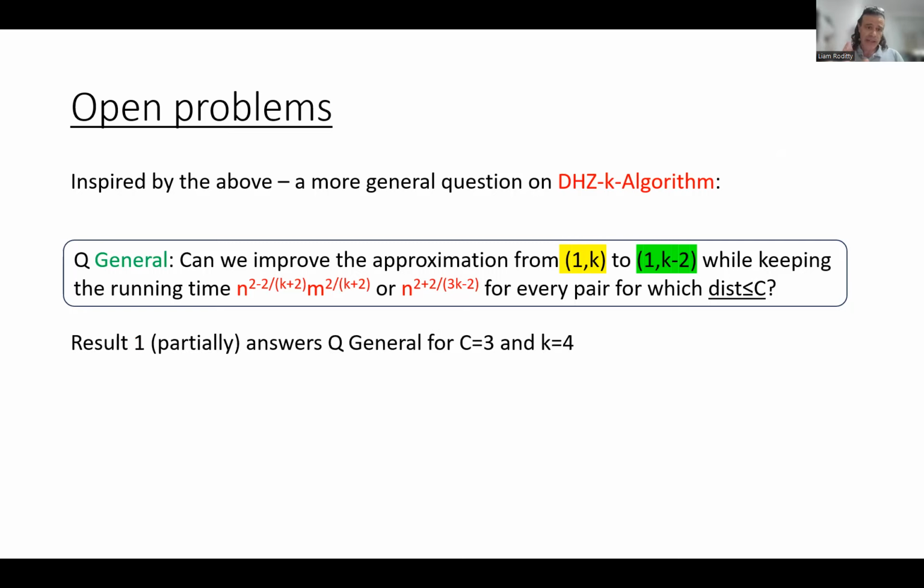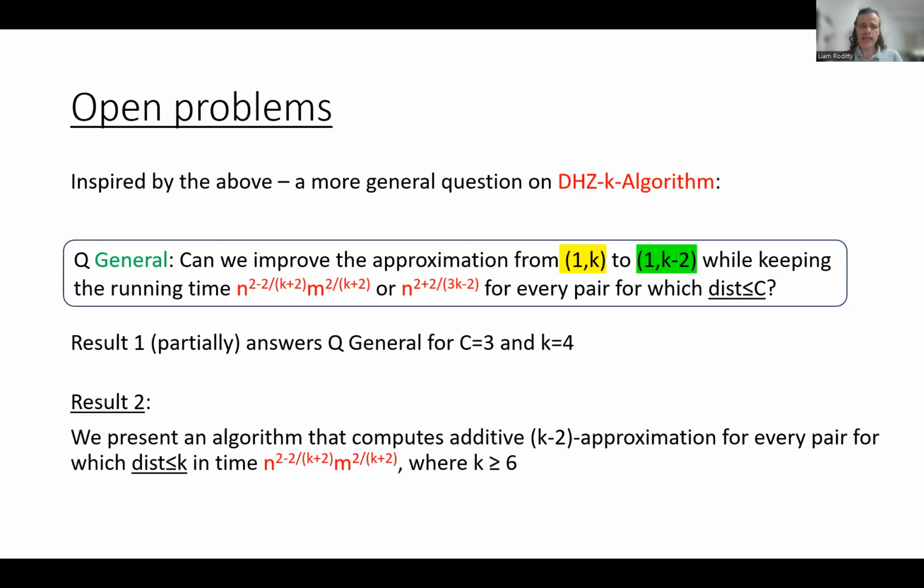Result 1 partially answers this question for these parameters, and result 2 is the following. When K is at least 6 and we only consider distances that are at most K, we can get a K minus 2 approximation instead of a K approximation, an additive K minus 2 approximation instead of an additive K approximation. So this is the second result in this paper.